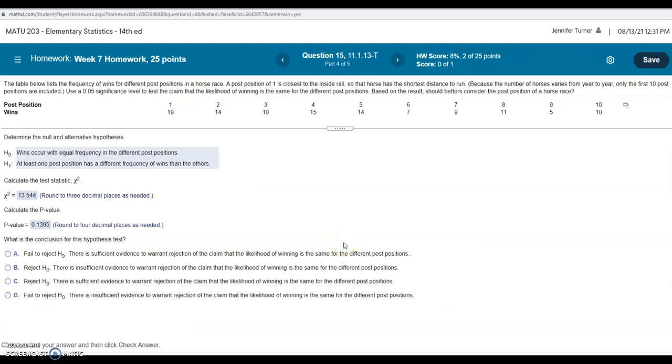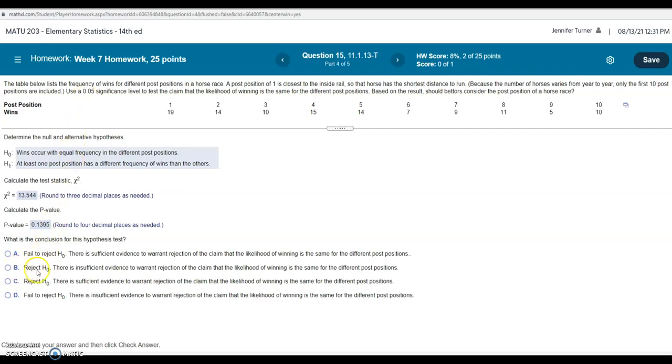So finally, we are on to our conclusion. How do we make the conclusion? The way we always make our conclusions for a hypothesis test is we are going to compare the p-value to the significance level. Our p-value in this problem was 0.1395 and the significance level was 0.05. So the question is, which one of those numbers is bigger? In this case, the p-value is bigger than the significance level. So what we do when the p-value is bigger than the significance level is we fail to reject H0. We fail to reject the null hypothesis.